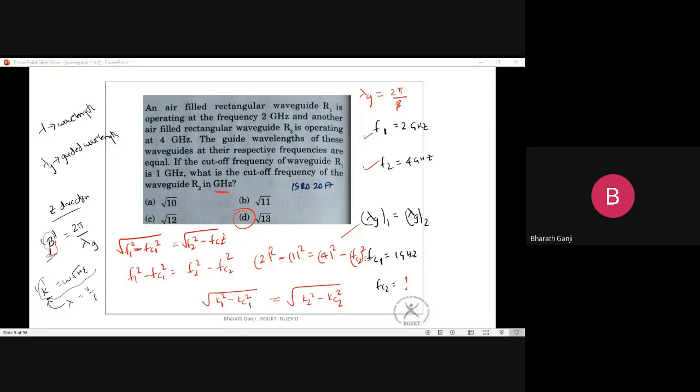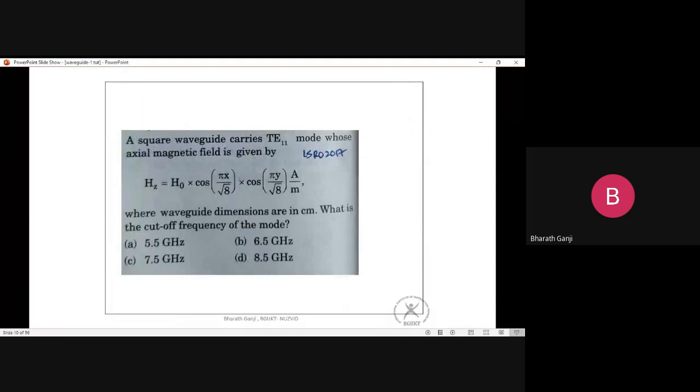Okay, so let's move on to the next one. In a square waveguide, the TE11 mode has an axial field like this. They're asking, where the waveguide dimensions are in centimeters, what is the cutoff frequency of this mode?